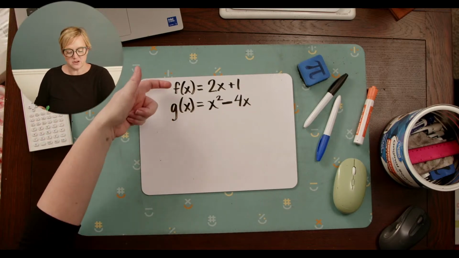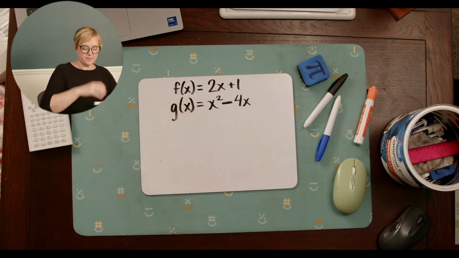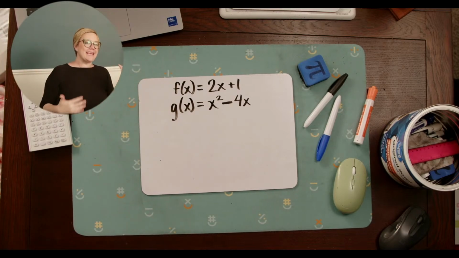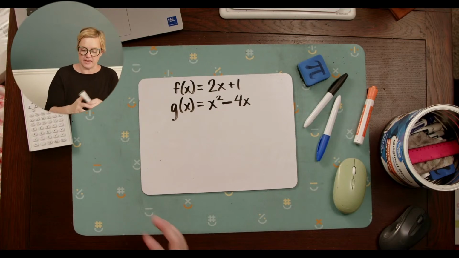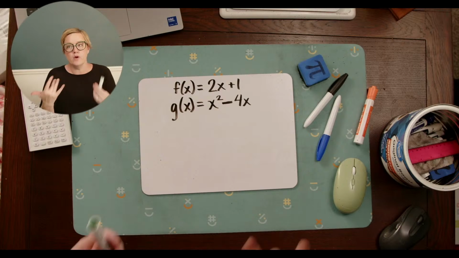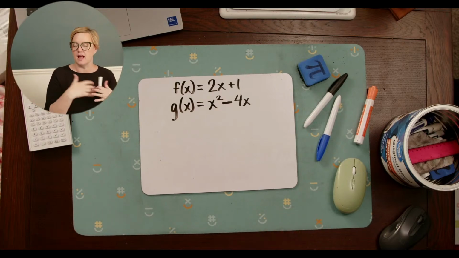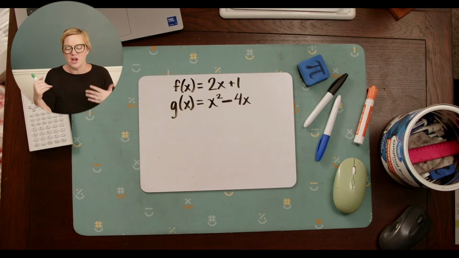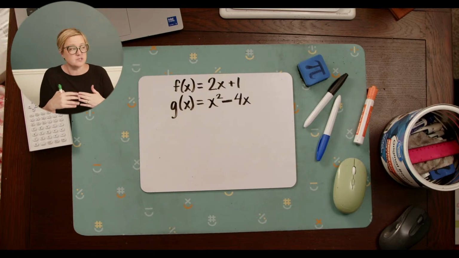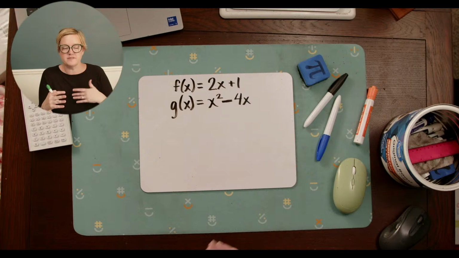Okay, so I've got function f and function g. Now I can do a lot of things with these functions. One of the things that I can do is combine them into one function. Now, when would you want to do this? There's a lot of different examples, but usually real world problems don't always fit into one specific type of function. They are often kind of a combination of a few different ones.